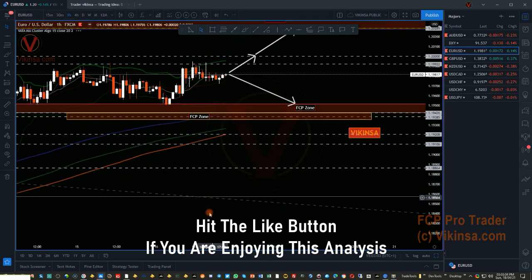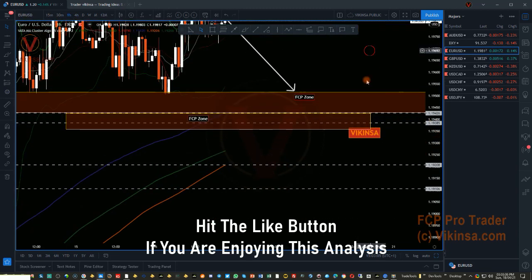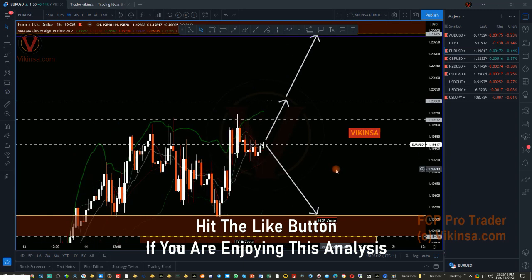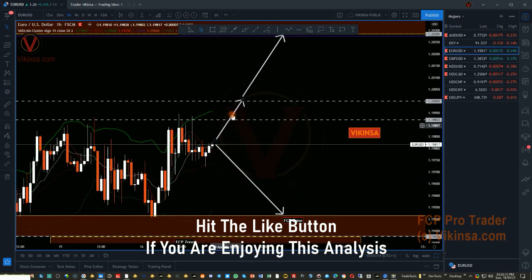Let's go to the 1 hour time frame. Now on the 1 hour time frame, the market is probably going to create an M pattern, and if it does that, then this FCP zone can be reached. But by the looks of it, the market is expected to go a little bit higher, especially when the XY has been falling.